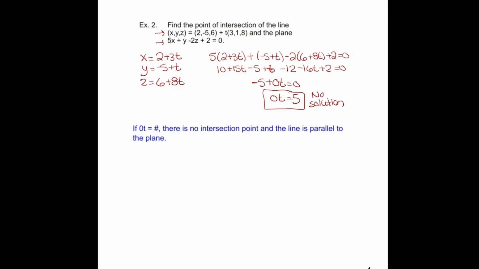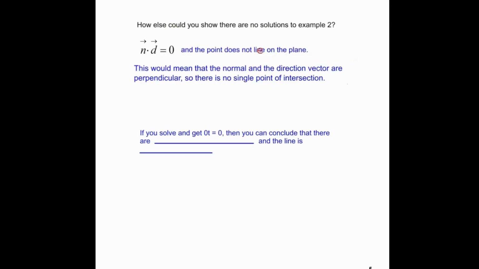And remember I said at the beginning, if there is no solution, then there's no intersection point and the line must be parallel to that plane. So 0t equals 5, there's no solution. So therefore, it must be parallel to the plane.